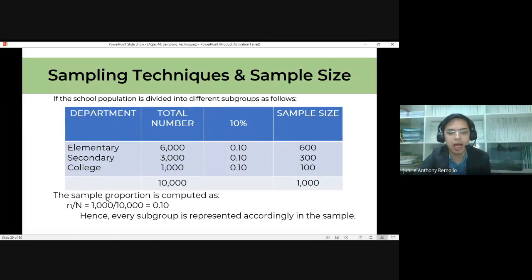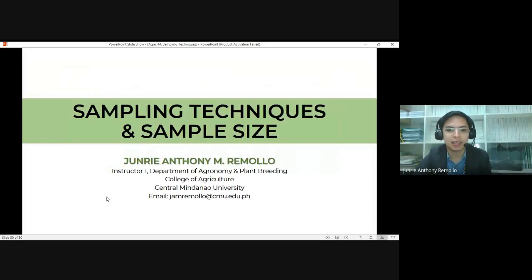This is the formula: the sample divided by the population. So 1,000 divided by 10,000 equals 10%. I think it is easy to understand. So that is all about sampling techniques and sample size.